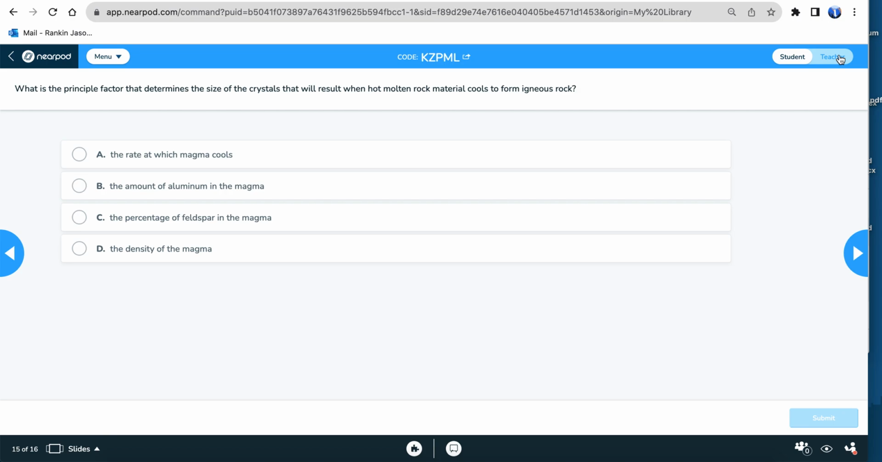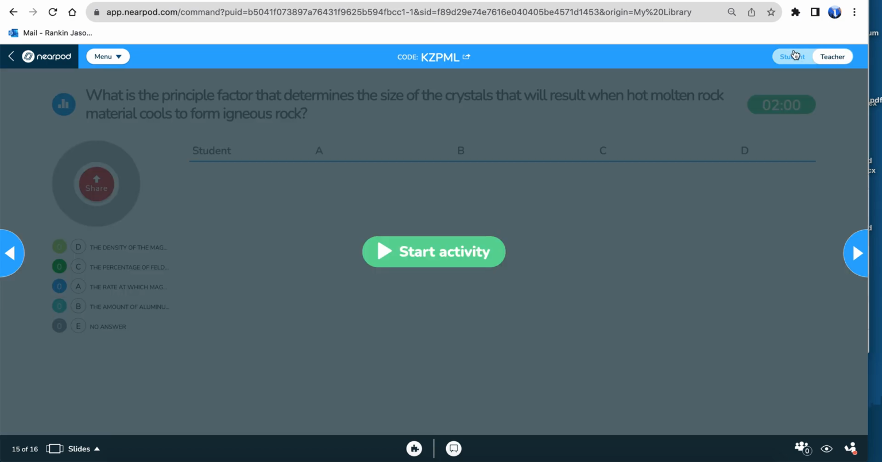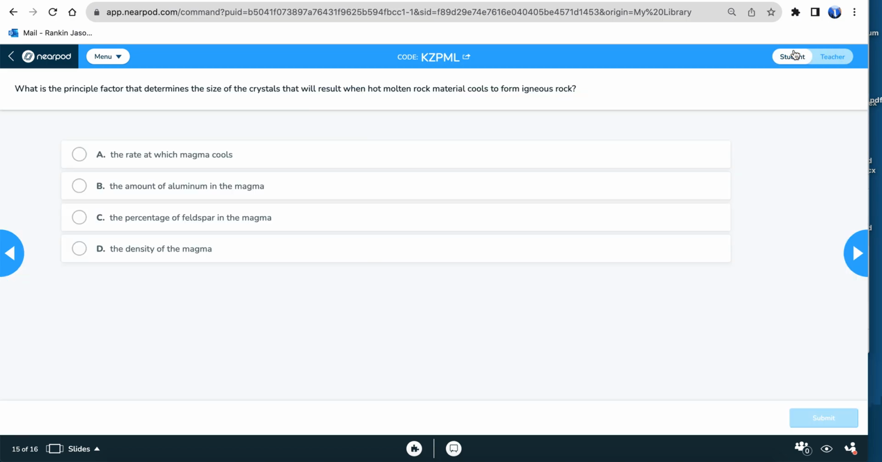All right, so this is a poll question, I believe. Okay, so here's a question. What is the principal factor that determines the size of the crystals that will result when hot molten rock material cools to form igneous rock? All right, what I want you to do is think about an answer, and once you have your answer and your thinking behind it, hit the play button and then listen to me.